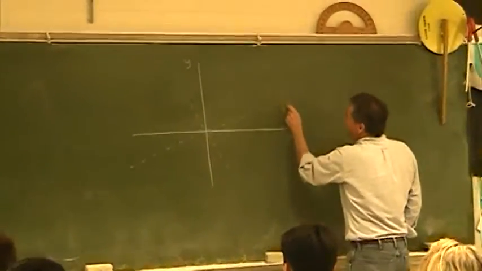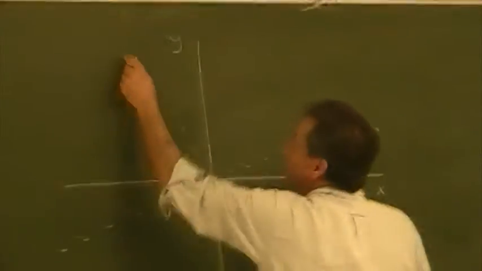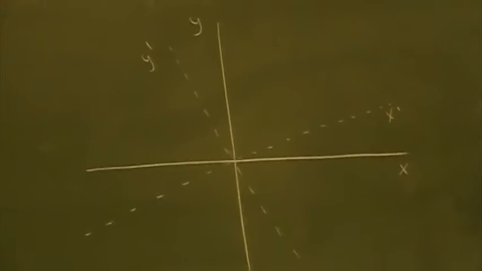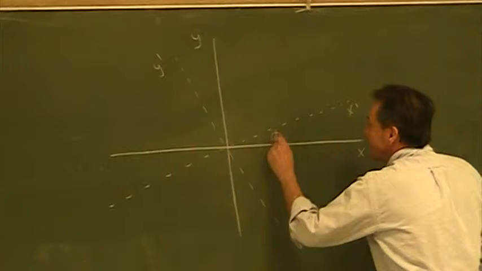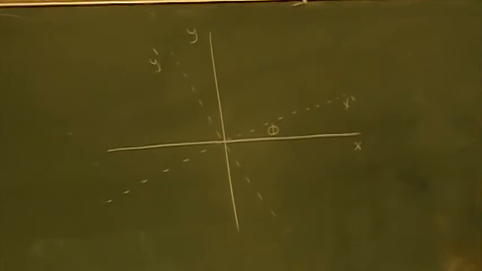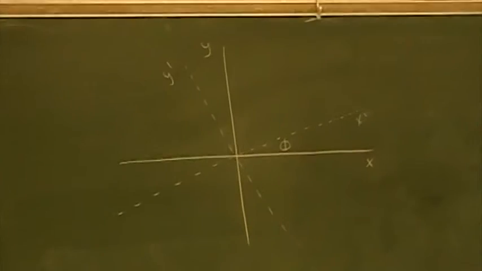This is x prime. This is y prime. This is phi. Or phi, or pho. It's not phum. Sure, it's not phum. So far, so good? Now, I'm going to put an arbitrary point in.